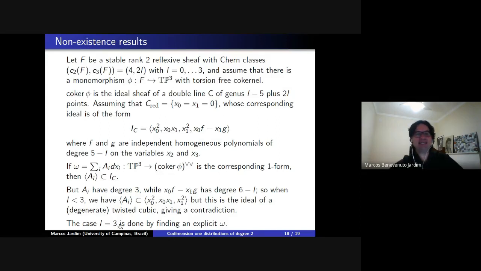And the final desperate case, the last line that I managed to decide on that big table, was precisely with these invariants, 4 and 6, when L is equal to 3. And this was done by brute force, explicitly finding a one form that degenerates into a double line plus 6 points. And this was done with the help of Alain. So Alain Muniz was the guy that helped me find this example explicitly, right? So when all the other analytical methods failed, we appealed to brute force, and brute force gave us our last example.